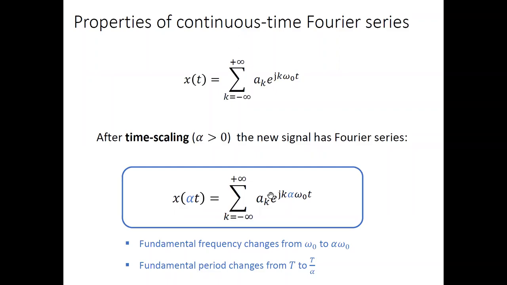Actually, for this new signal with a different fundamental frequency, you can still apply the standard procedure to calculate its Fourier series coefficient, right? We use the new fundamental frequency alpha omega zero, and the new fundamental period 2 pi divided by alpha omega zero, to calculate the new coefficient ak prime. But it just turns out that this ak prime equals ak that was calculated in the original way.